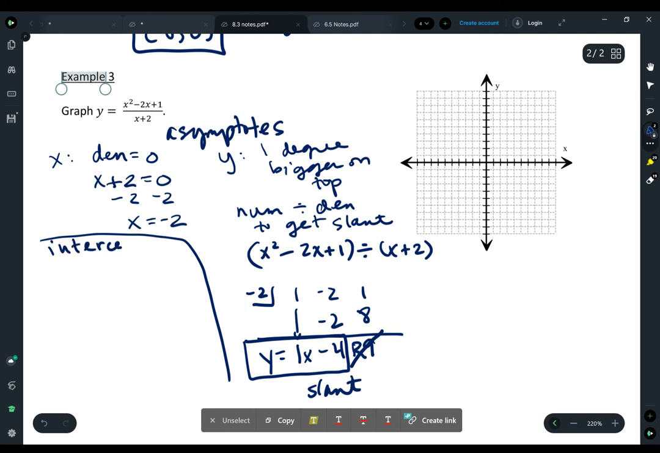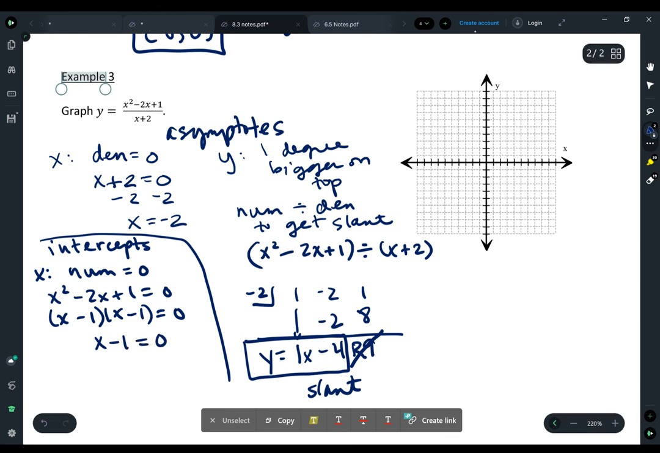So intercepts for x comes from the numerator. So numerator equals 0. So I have x squared minus 2x plus 1 equals 0. So I can factor this. Because it's x squared, I know there's 2 answers, but because it's a perfect square, my answers happen to be the same, right? That's a repeated solution. So x equals 1. And again, that's going to be 1 comma 0.